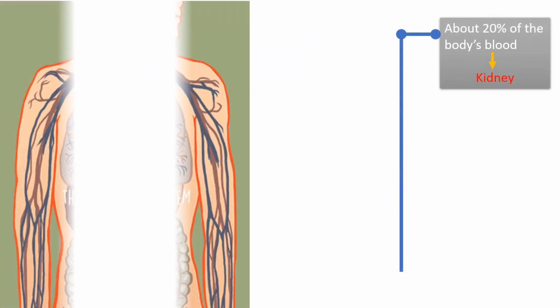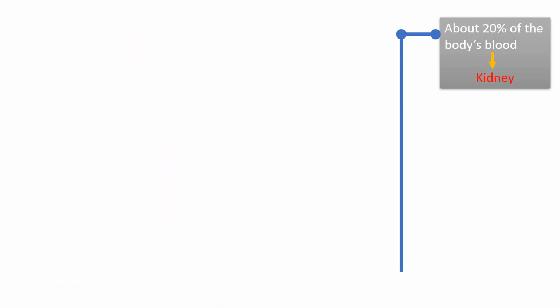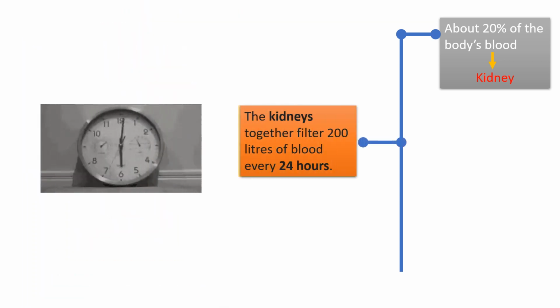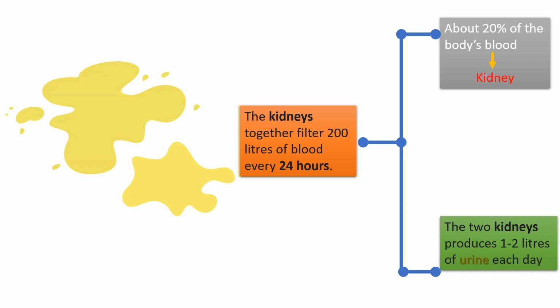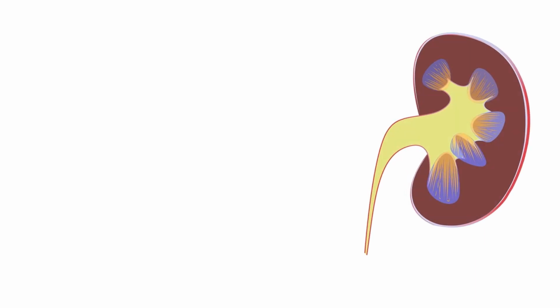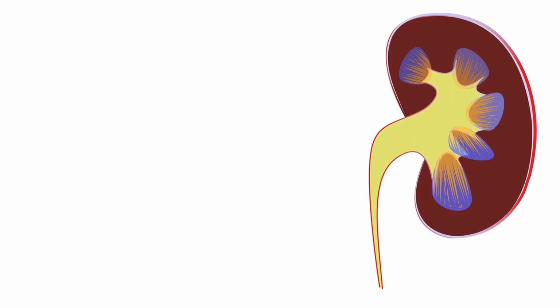About 20% of the body's blood passes through the kidney every minute. The kidneys together filter 200 liters of blood every 24 hours. The two kidneys produce around 1 to 2 liters of urine every day. The kidneys filter the blood by removing extra fluid and waste material in the form of urine.